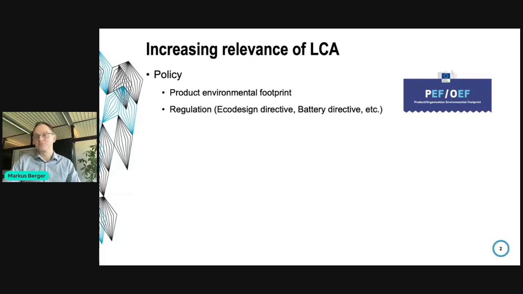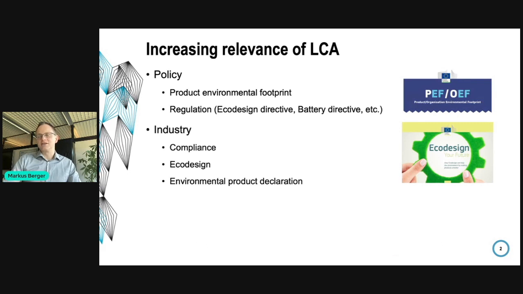So the first one here is policy. I'm sure you all have heard about the product environmental footprint and organizational environmental footprint that is currently coming up at the EU level, and that is more and more feeding also into very concrete regulations. So if we think about the eco-design directive or the battery directive, renewable energy directive, all of these are binding pieces of legislation where LCA is an essential part of it. So which basically means you either have to be able to do an LCA of your product in order to comply with this legislation, or you need to fulfill criteria which have been derived based on LCA. So that is, of course, a big driver for the relevance of LCA.